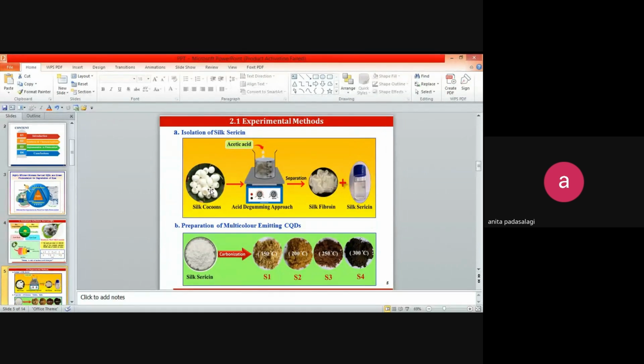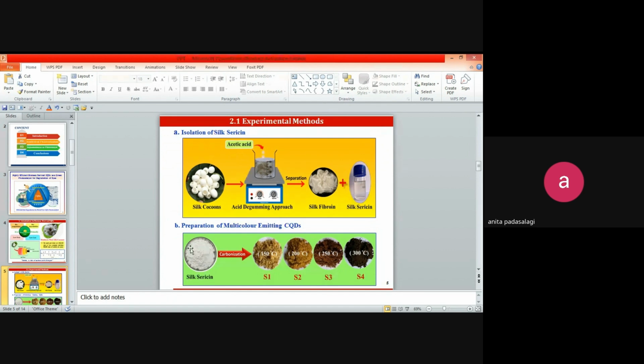The silk cocoons are cut into small pieces and submerged in 100 ml of distilled water consisting of 1 ml of acetic acid. After the acid degumming approach, the water-insoluble silk fibroin is separated from this degumming solution, and the remaining solution is referred to as silk sericin. This is what you are using to prepare the carbon quantum dots. This silk sericin is obtained by heating the degumming solution at 100 degrees Celsius.